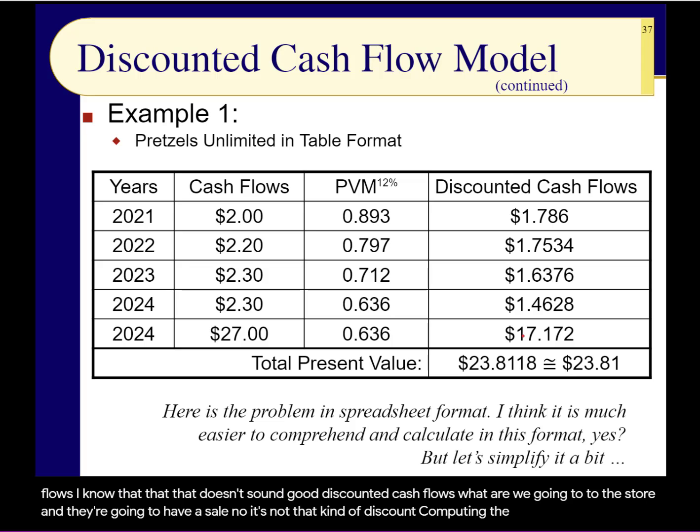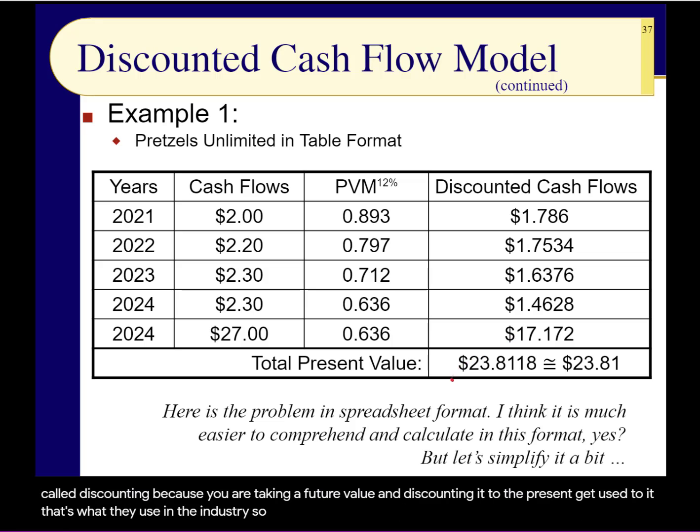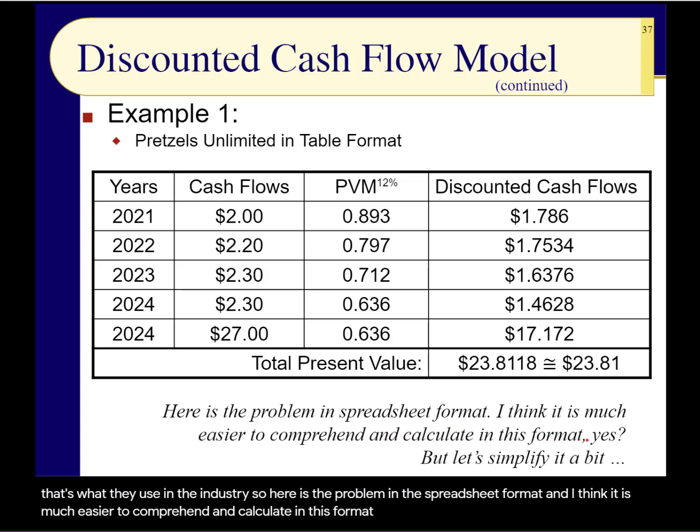Computing the present value is often called discounting because you are taking a future value and discounting it to the present. Get used to it. That's what they use in the industry. So here is the problem in the spreadsheet format. And I think it is much easier to comprehend and calculate in this format, yes?